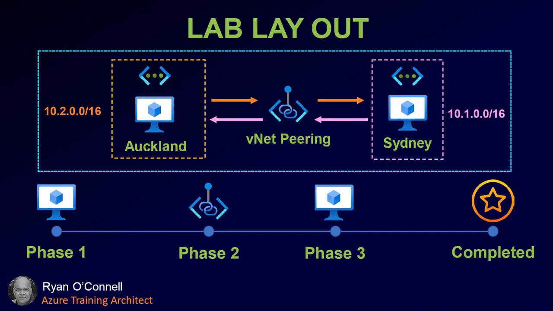So the first phase is going to be to create the virtual machines and the resource groups, then to create the vNets, and then to connect those vNets up and test to make sure we can talk to each other, and then we would have completed the lab.